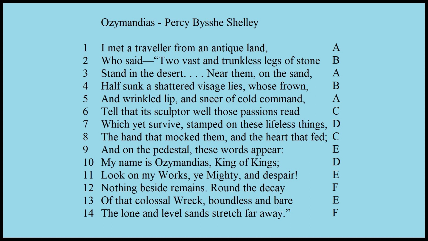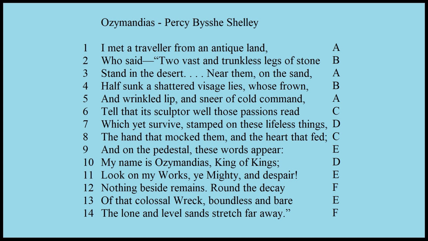Now, when it comes to foregrounding, a lot of these aspects are foregrounded, like the fact that it is dialogue is very much foregrounded because it's not something you will necessarily expect in a poem. And the way that it is in many ways describing something in some detail. It's saying that there's two vast and trunkless legs, shattered lip and sneer of cold command. It says that the sculptor understood these things.